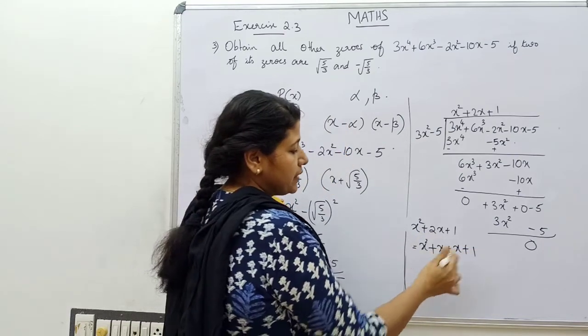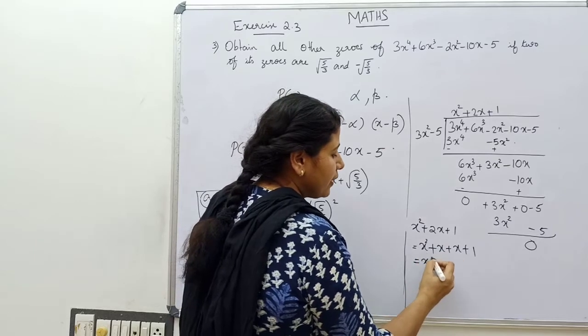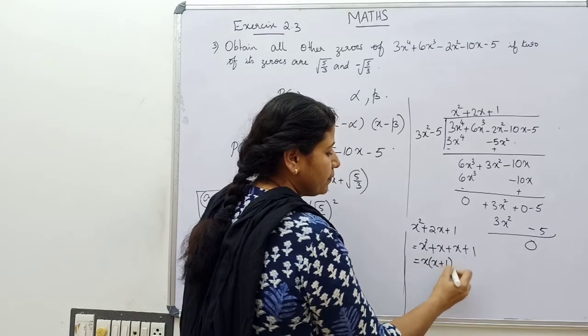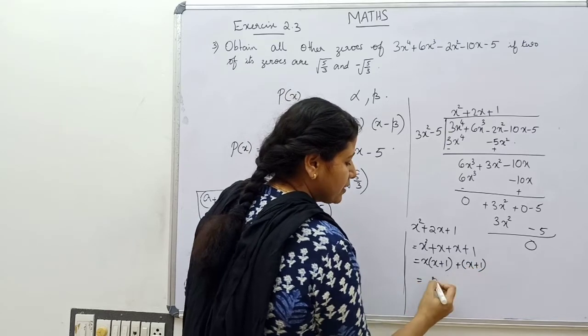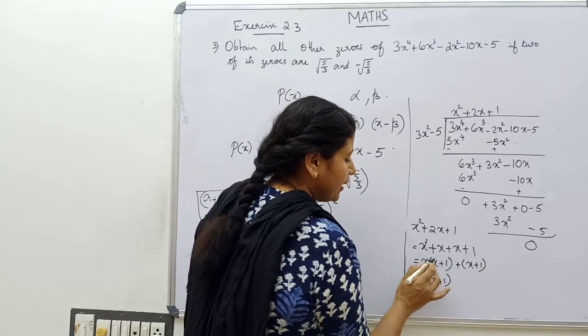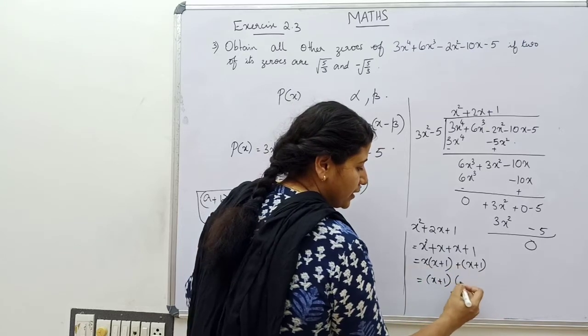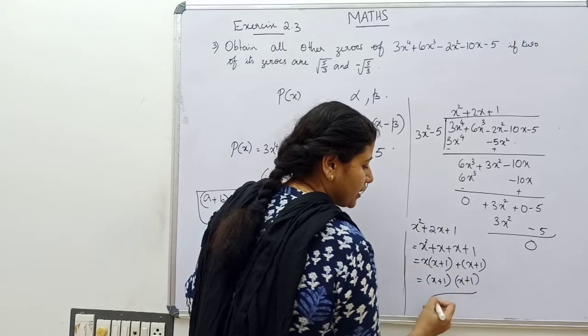2x can be written as x plus x. And take the x outside from the first two terms. That will be x plus 1. Here also x plus 1 is there. So we can take this x plus 1 outside. Then you will get, here one x is there. Here one plus 1 is there. So we will get x plus 1 into x plus 1.